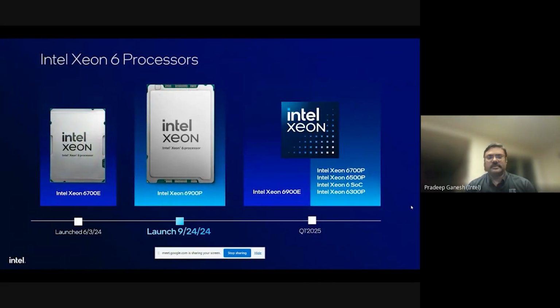Finally, Xeon 6900 was launched in September. Happy to say that portions of Xeon 6, like the XCC versions, have been PRQ'd. Now we'll be launching 6900E and 6700. The rest of the Xeon 6 SoC and the 6700s and the lower core count versions of it will all come in Q1 of 2025. So I'll pause here for questions.